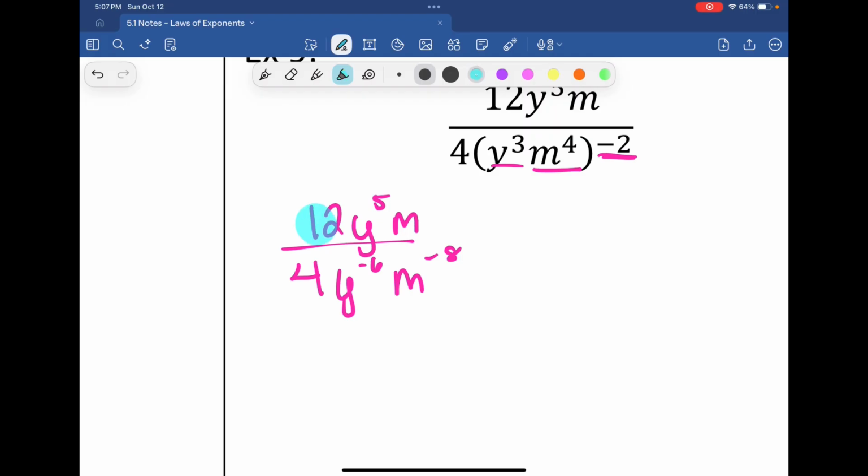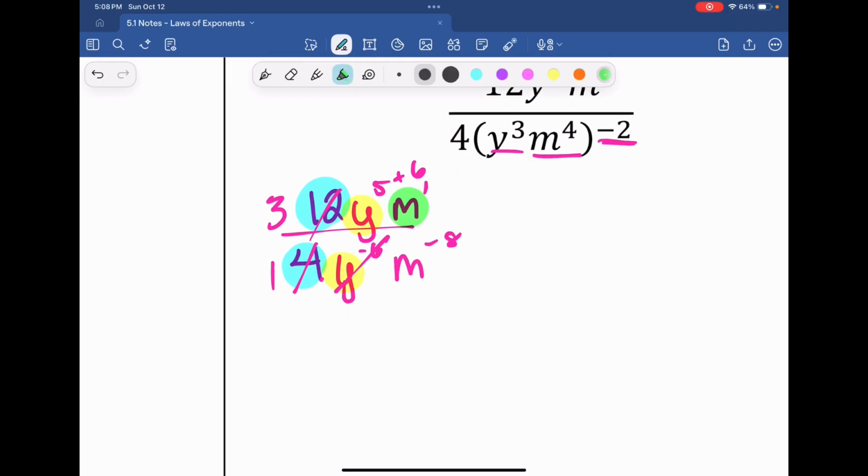Then you've got your 12 and your 4. So 4 goes into 12 3 times, into 4 once. Y to the 5th, y to the negative 6. Dividing by the same base, subtract your exponents. Negative 6 is smaller. So you bring it up, change its sign. Then you have your M. M to the 1. M to the negative 8. Dividing by the same base, subtract your exponents. Negative 8 is smaller. Change its sign.